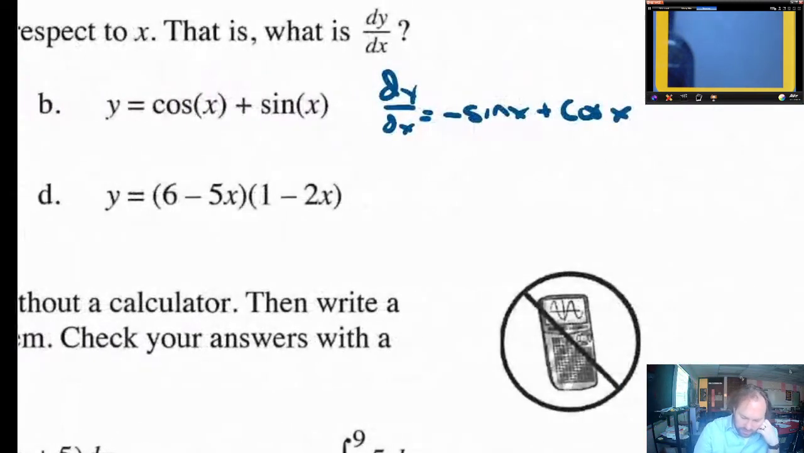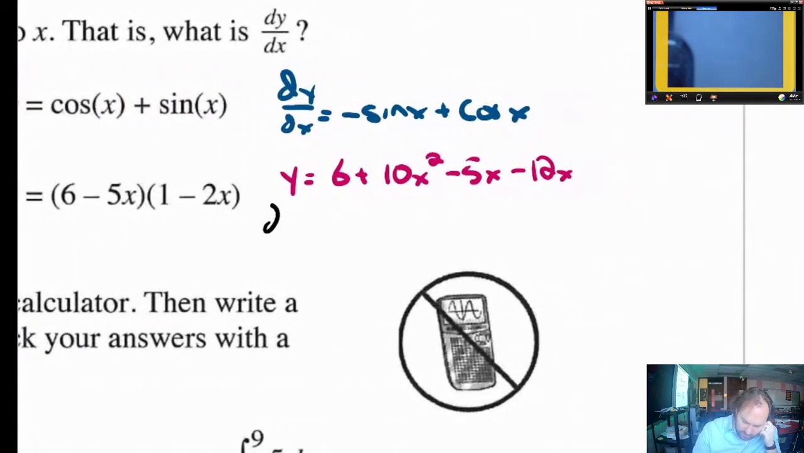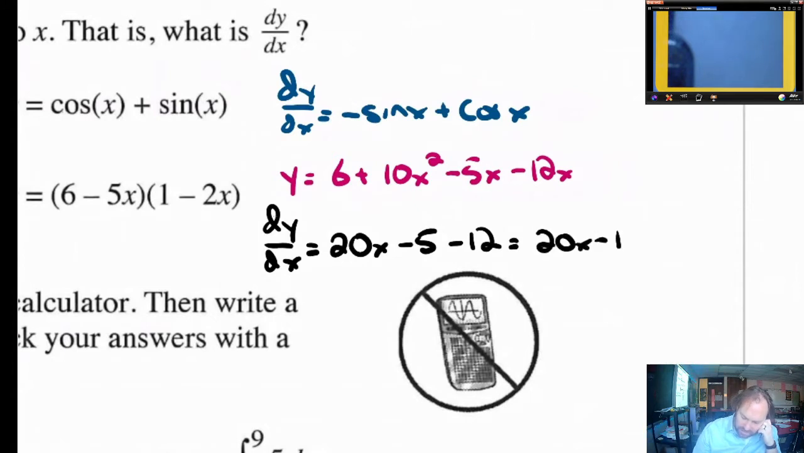Question D, again, we should start by rewriting the original. We should expand it all the way out so that we can just use the power rule for this one. So this would be 6 plus 10x squared minus 5x minus 12x. I just didn't really follow a pattern there. I just kind of started multiplying them all. I think I got all four of them there. So the derivative, dy/dx, would just be 20x minus 5 minus 12, or 20x minus 17. And that would be the answer for that question.